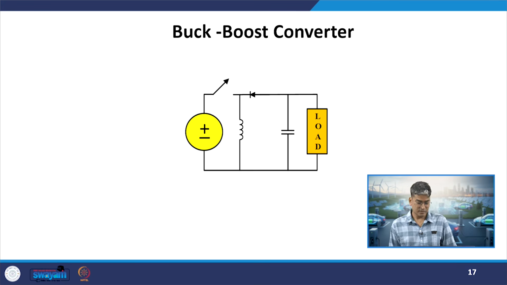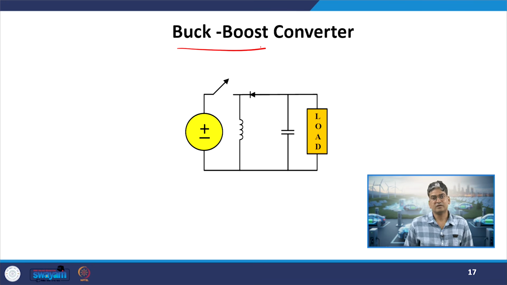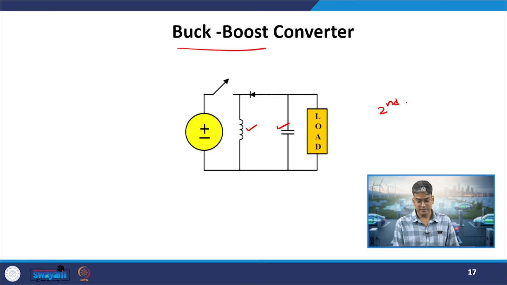Now, the next DC to DC converter. In this case we have the buck boost converter. The name suggests it can operate in the buck mode or in the boost mode. Now again, what is the order of this circuit? I have one capacitor and one inductor in this circuit also, so it is a second order circuit again.